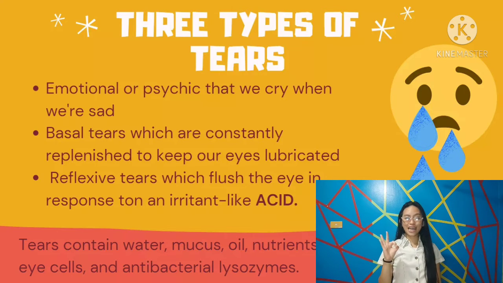There are actually three types of tears. The first one is the emotional tears or psychic tears. That's the tear that we cry whenever we feel sad. The second one is the basal tears, which are constantly replenished to keep our eyes lubricated. And the third one is the reflexive tears, which flush the eye in response to an irritant like an acid. Tears contain water, mucus, oil, nutrients for the eye cells, and antibacterial lysozymes.